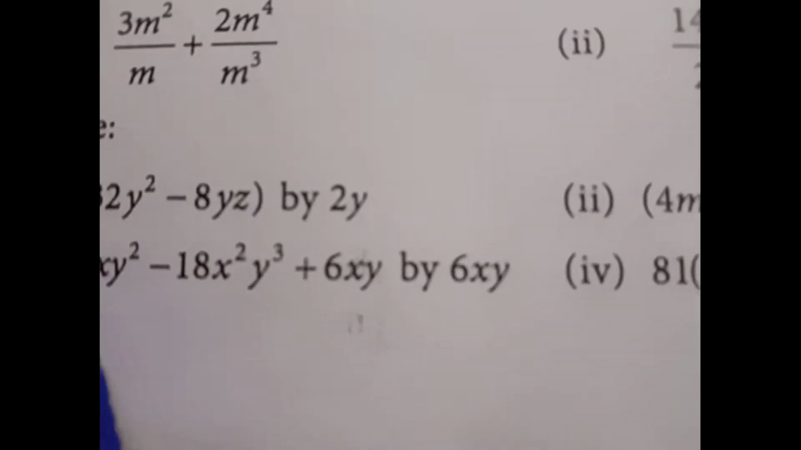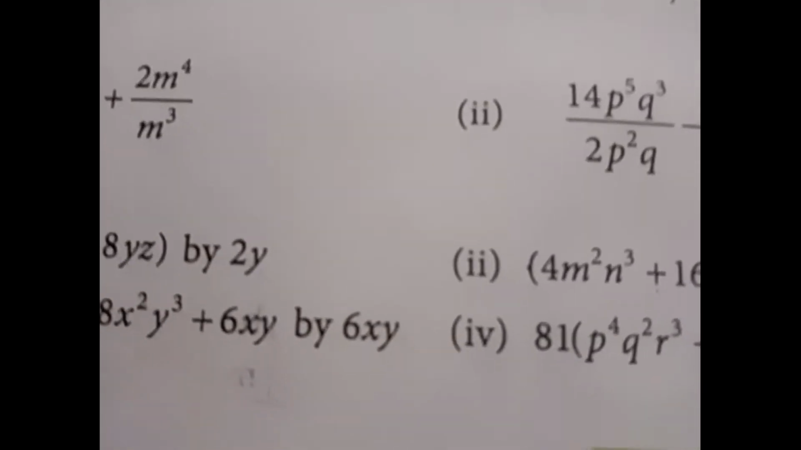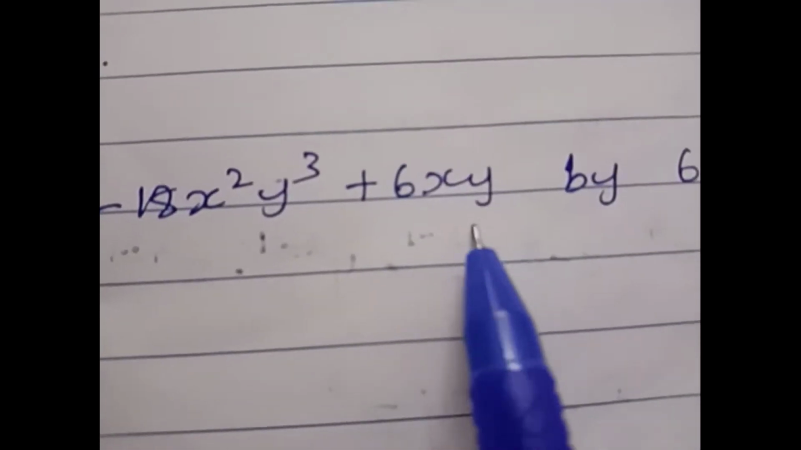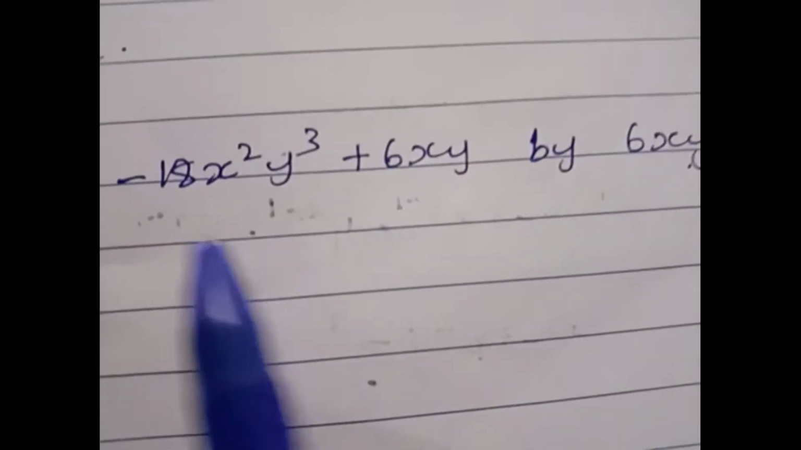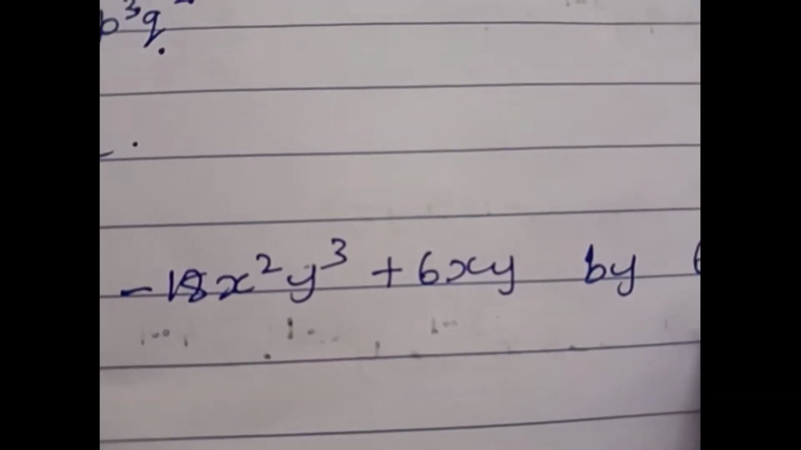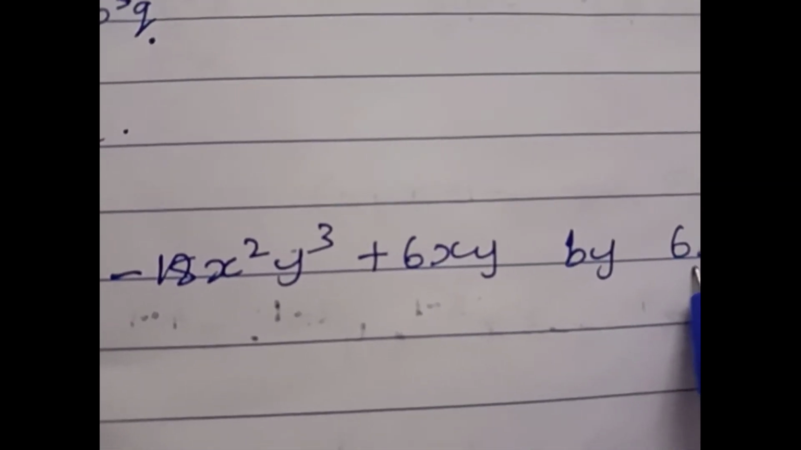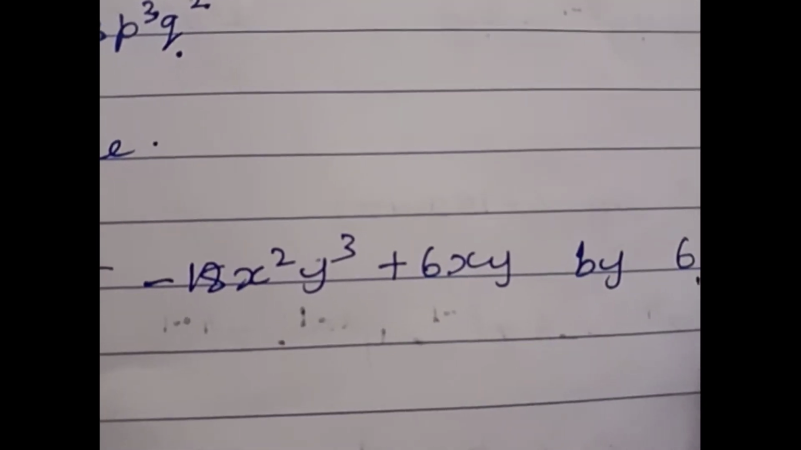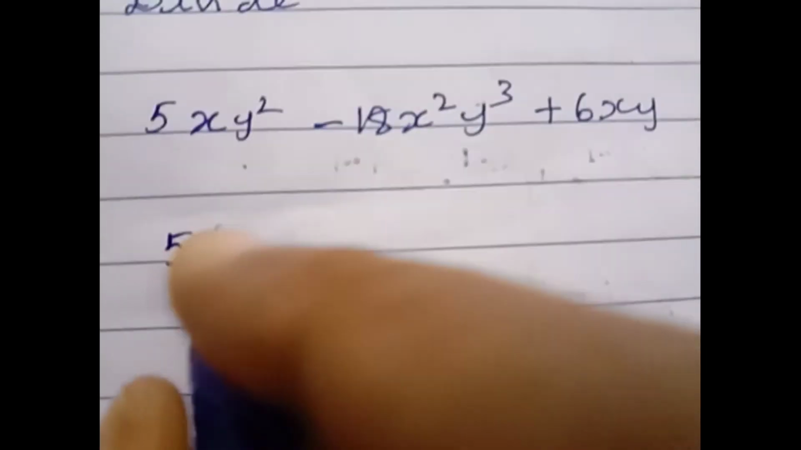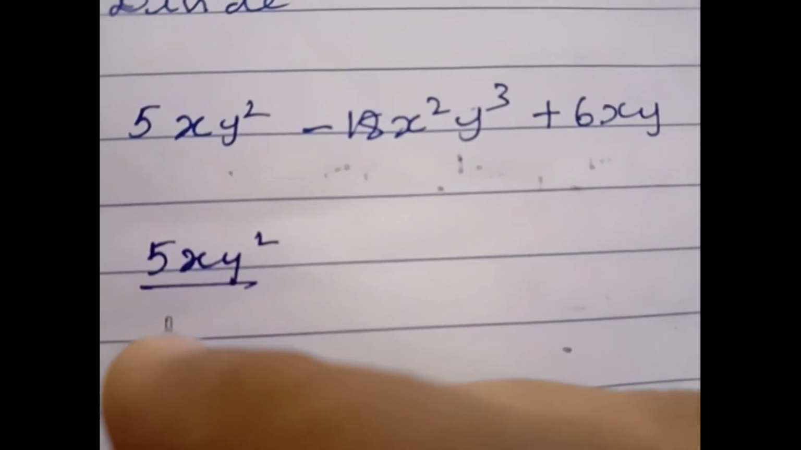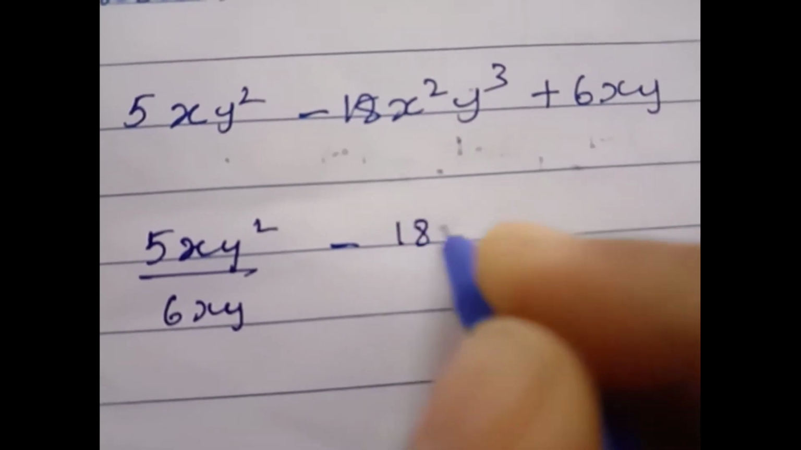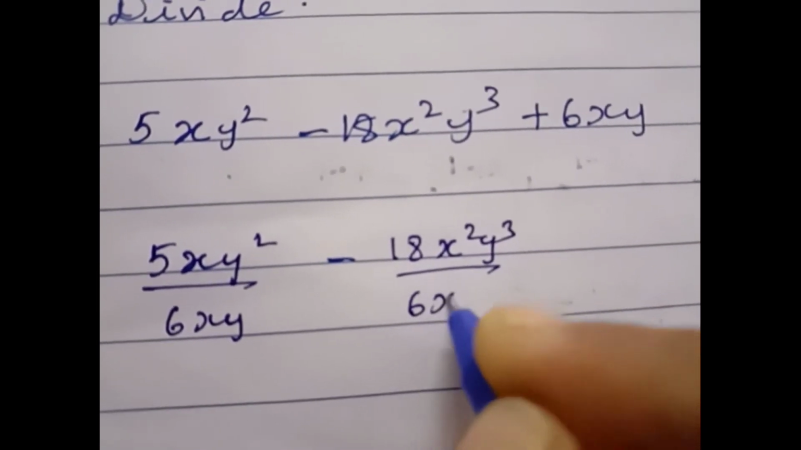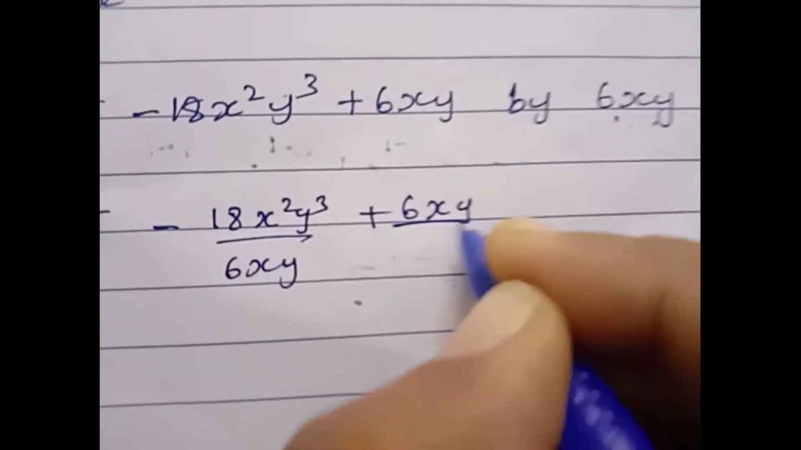Then divide. The first two sums, do as homework. We'll move to the third question. If you see the third question, polynomial by monomial. Keep that in your mind: all the terms of the polynomial are divided by the monomial. So each term of the polynomial is divided by the monomial. Therefore, 5xy square by 6xy minus 18x square y cube by 6xy plus 6xy by 6xy.